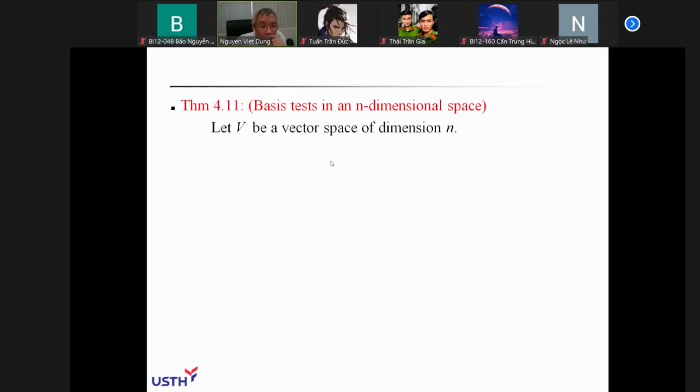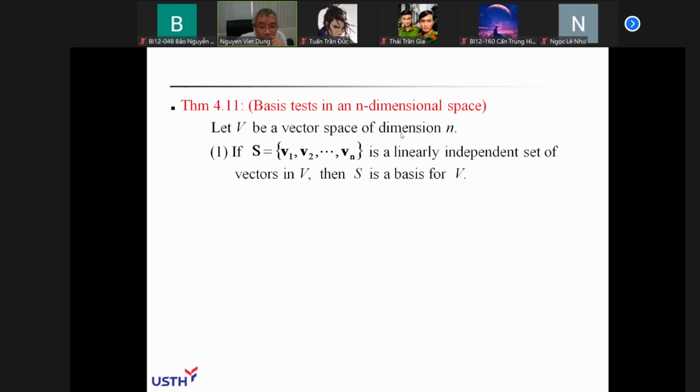So next will be a way to test something to be a basis or not. Suppose that V is a vector space, and suppose that we know already the dimension is n. And if S is another set of the same number of vectors like that, and if S is linearly independent, then S must be a basis for V. So it gives you one more criterion to see if some set is a basis of a vector space or not.